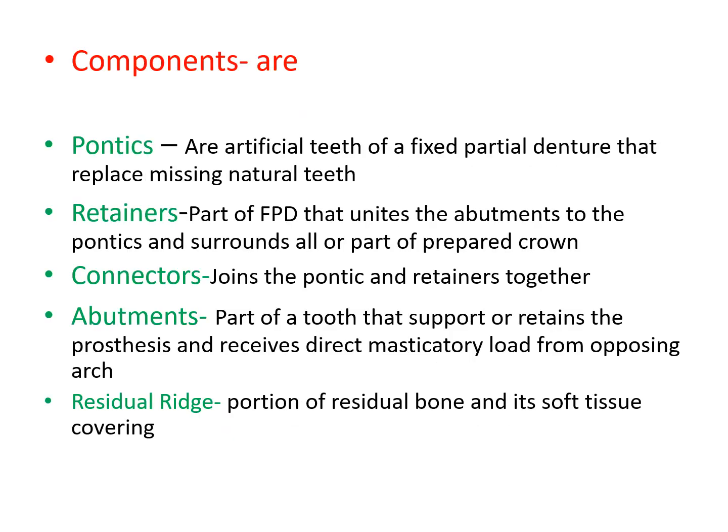So usually they have three important parts. One is the pontic, the artificial teeth of a fixed partial denture that replace the missing natural teeth. Retainers are the part of a fixed partial denture that unite the abutments to the pontics and surround all or part of the prepared crown. Connectors join the pontic and retainers together, and the abutments are the part of the teeth that support or retain the prosthesis and receive the direct masticatory load from opposing parts.